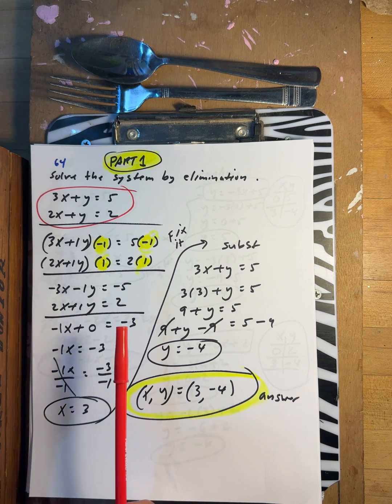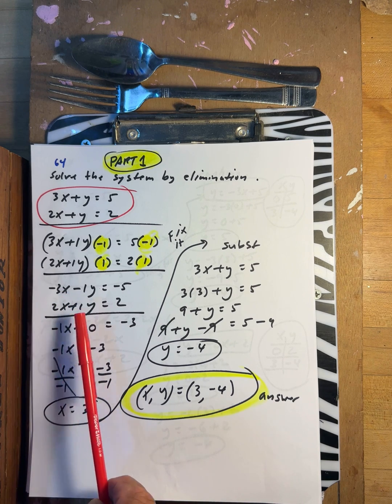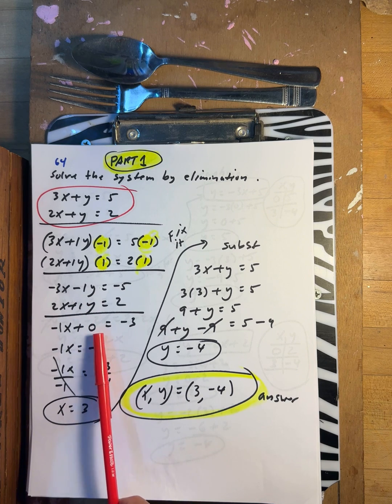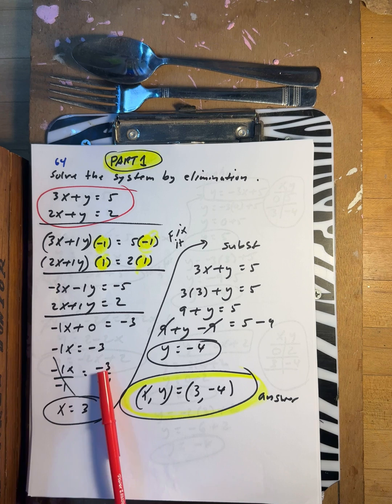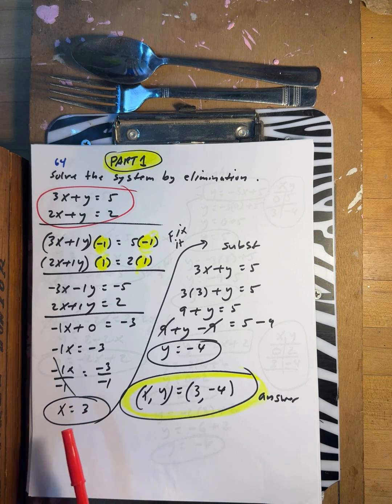Now, when you do that, see what happens? 2x minus 3x is negative 1x. And y minus 1y plus 1y is 0. And this is negative 3. So negative 1x equals negative 3. Divide by negative 1, divide by negative 1. And guess what? X equals what? Positive 3. I have one answer.